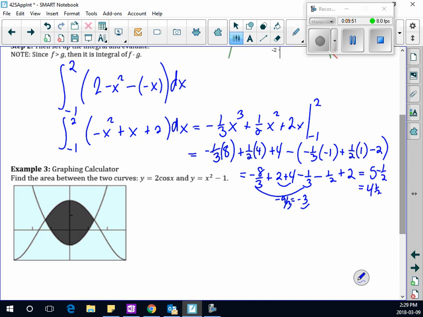And it's okay if you have a mixed number. Or let's just change it to improper, 9/2. They wouldn't take marks off.